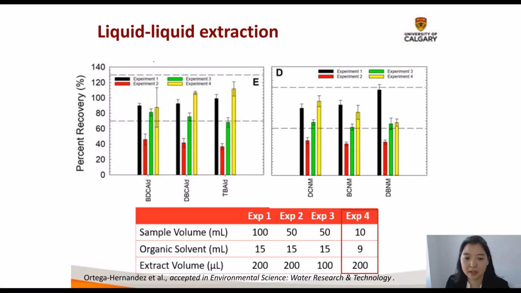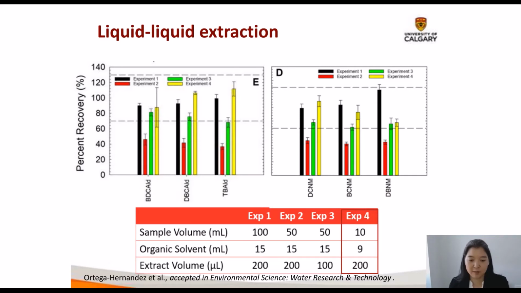For the last experiment, instead of 50, we went to 10 milliliters with an organic solvent of about 9 milliliters total, with three extractions of 3 milliliters, for a final extract volume of 200. We observed similar or higher percent recoveries for some disinfection byproducts. We did observe percent recoveries that were lower for other ones. However, it seemed that experiment 4 provided us with the most optimum value for most disinfection byproducts. And so we went ahead and used 10 milliliters to 200 microliters.